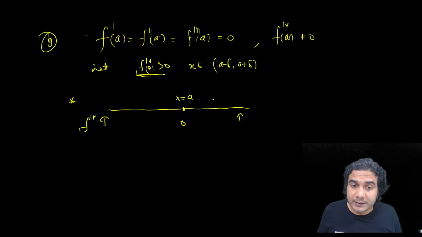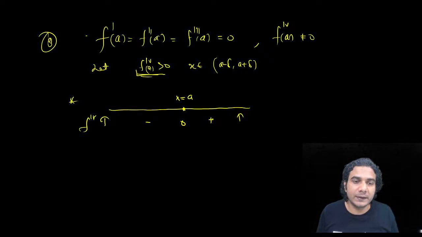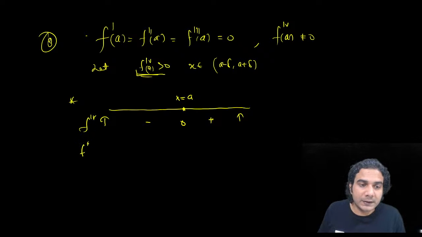So it is increasing. So after 0 it will be positive, and before 0 it will be negative because it is increasing. So negative to 0 to positive, it is increasing. Okay, in this interval. So we have got the sign of f double dash. Now we will discuss f double dash one step before.